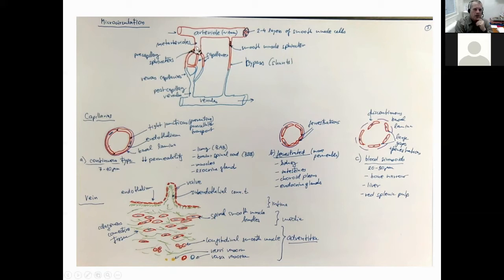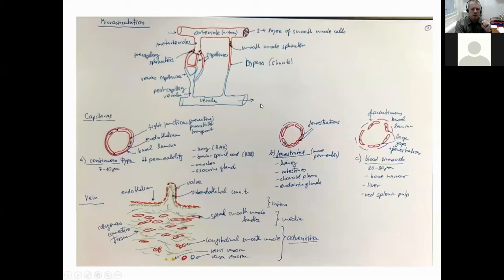They are branching into metarterioles, and these metarterioles, before they split into capillaries, have these sphincters, which is like a thickening of the spiral smooth muscle cells. There is an arterial part of the capillaries, a venous part, and the venous outflow via the postcapillary venules that enter the venules that merge into veins.